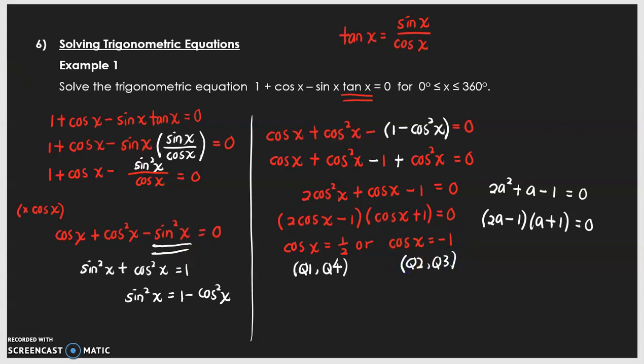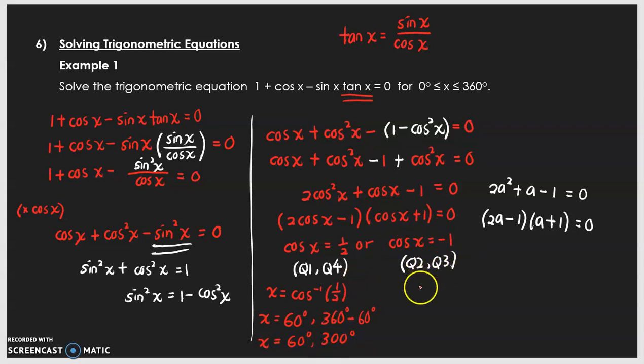So from here, x is equals to cos inverse 1 over 2. By using your calculator, shift cos in the bracket 1 over 2. Here is 60 degree. So we need the answer in quadrant number 1. So it's 60 degree. For quadrant number 4, we are using 360 degree minus 60 degree. So the first answer is 60 degree and 300 degree.